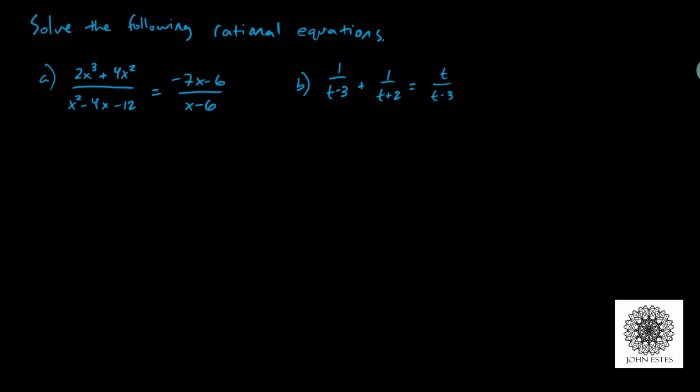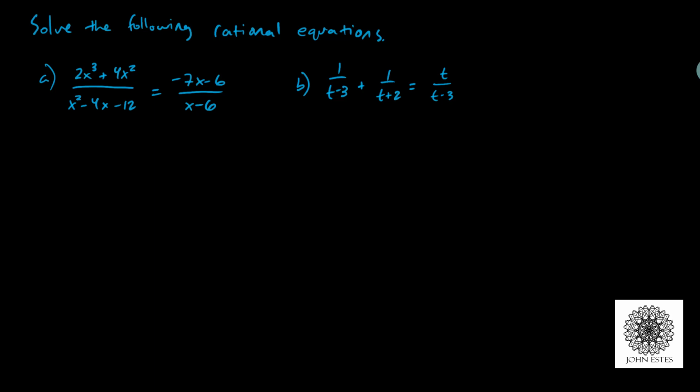I'm going to solve these rational equations. For part A, I have 2x cubed plus 4x squared over x squared minus 4x minus 12. That's on one side of the equation. On the other side of the equation, we have negative 7x minus 6 over x minus 6. Alright, so there's a lot going on here. And so I'm going to show you how to work these out. That's not too bad. The first thing though you want to do is you want to factor your denominators.